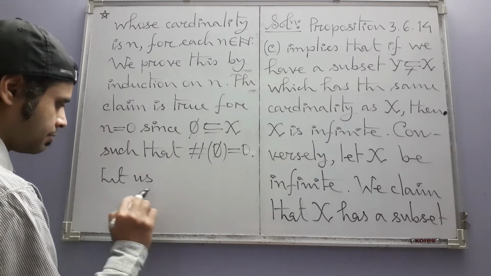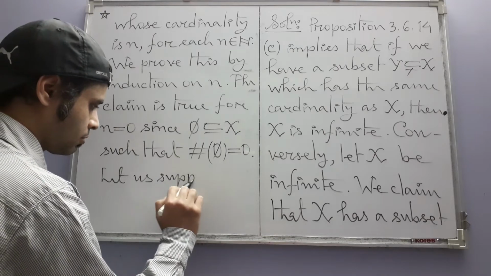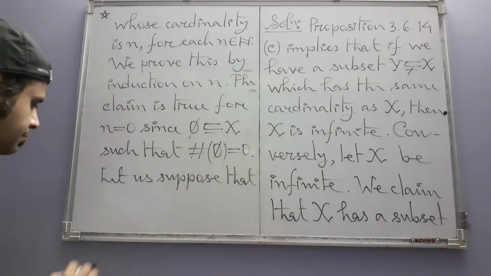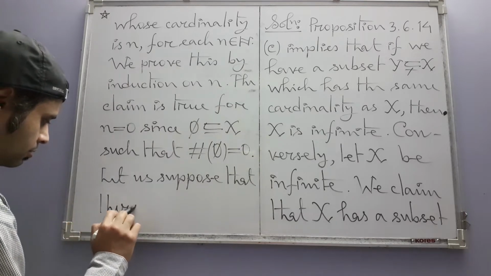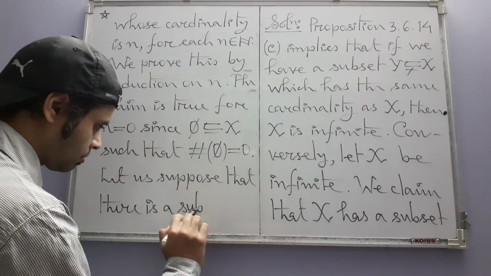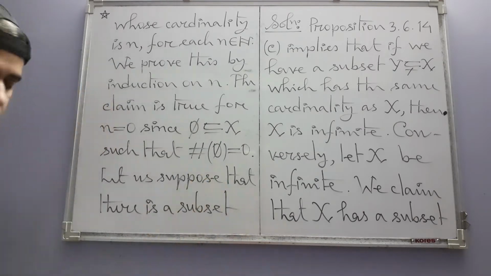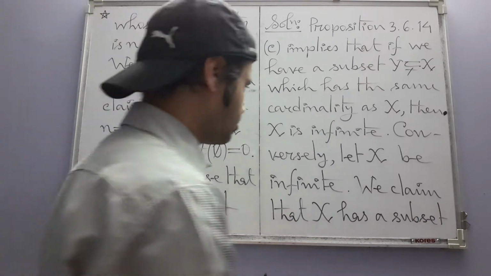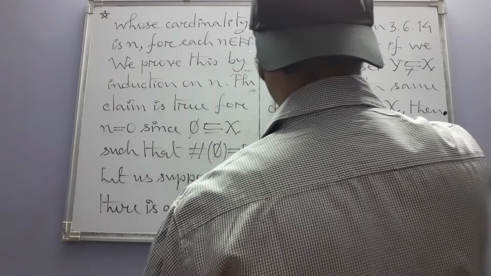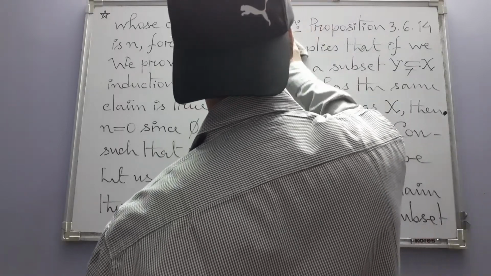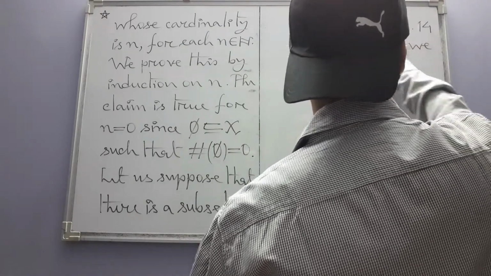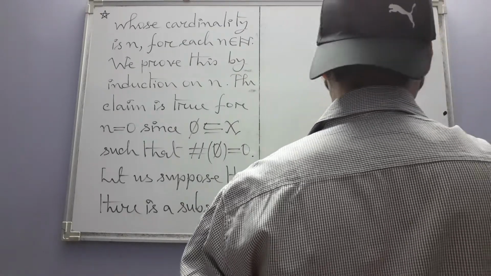Let us suppose that there is a subset. So now we are going to write the induction hypothesis. That means let there be a subset of X whose cardinality is n, where n is some arbitrary but fixed natural number.